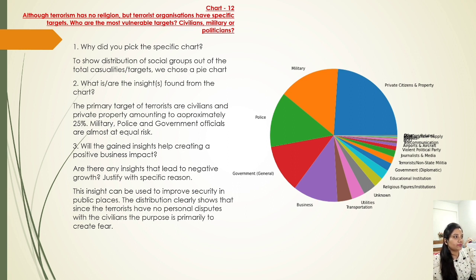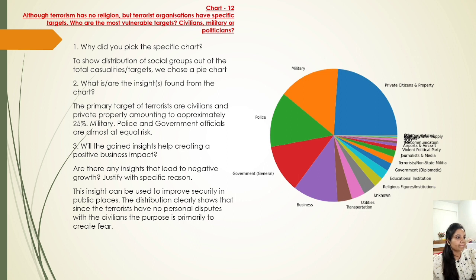In chart number 12, we are studying that although terrorism has no religion, terrorist organizations have specific targets. Who are the most vulnerable targets? Civilians, military, or the politicians. Here we are showing a distribution of social groups out of total casualties targets.